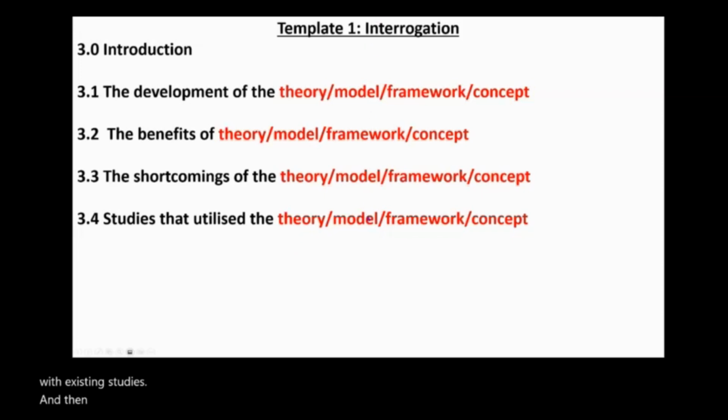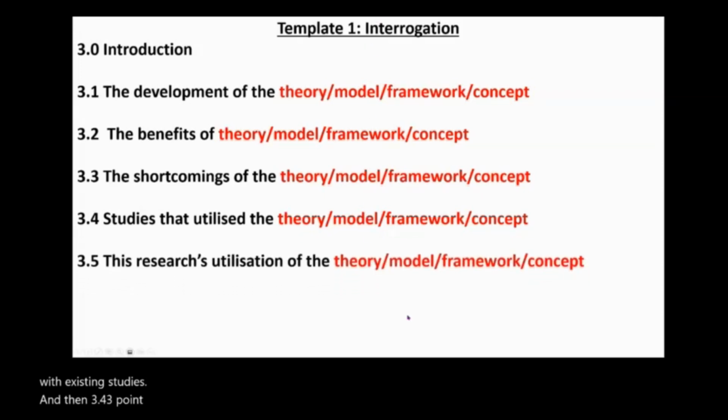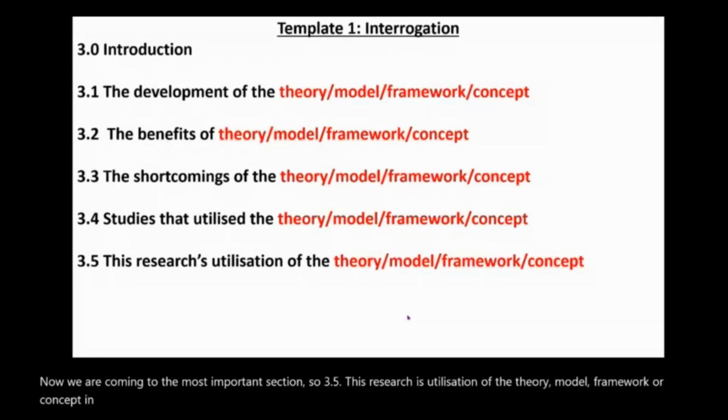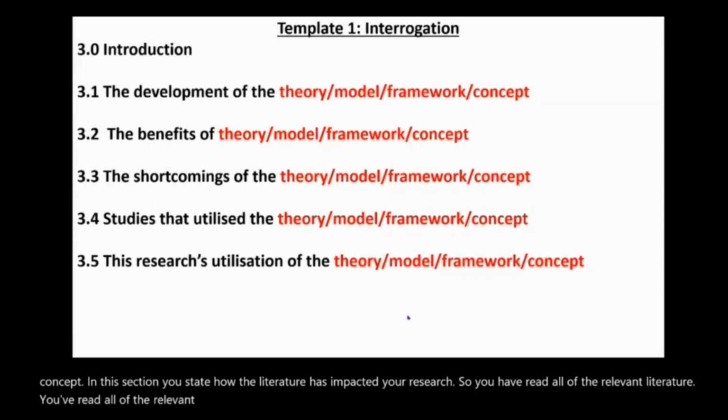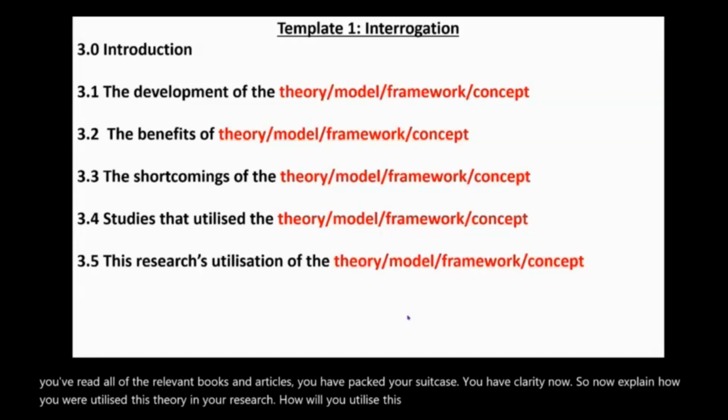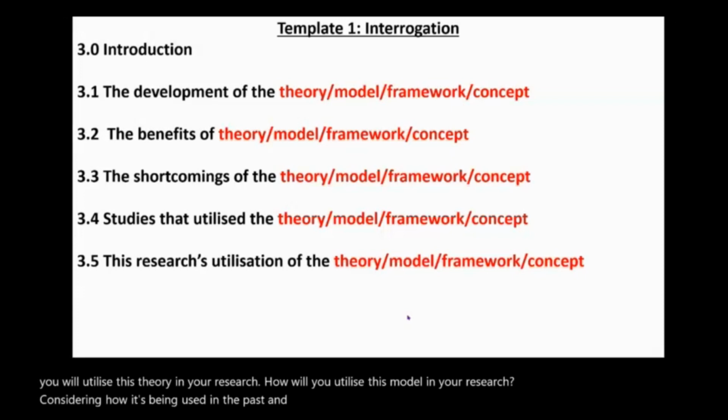And then 3.5. Now we are coming to the most important section. So 3.5, this research's utilization of the theory, model, framework, or concept. In this section, you state how the literature has impacted your research. So you have read all of the relevant literature. You've read all of the relevant books and articles. You have packed your suitcase. You have clarity now. So now explain how you will utilize this theory in your research. How will you utilize this model in your research? Considering how it's been used in the past and how you will use it now.